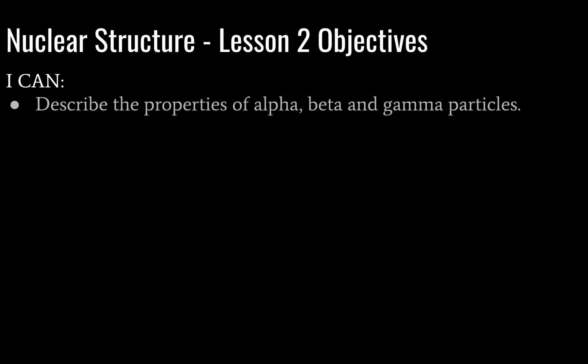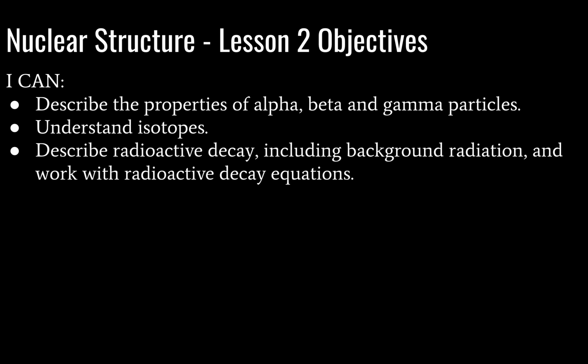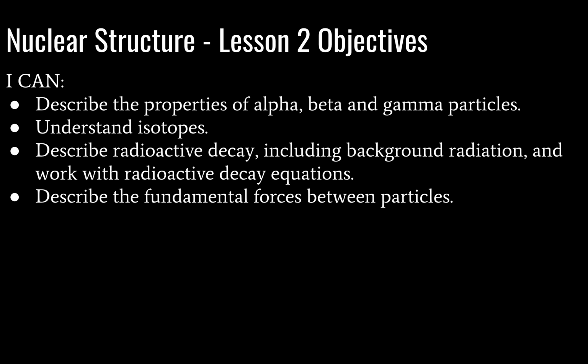First, by the end of this lesson, you'll be able to describe the properties of alpha, beta, and gamma particles. You will understand isotopes. You will also be able to describe radioactive decay, including background radiation, and work with radioactive decay equations. Finally, you will be able to briefly describe the fundamental forces between particles.